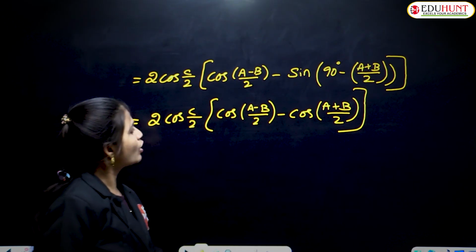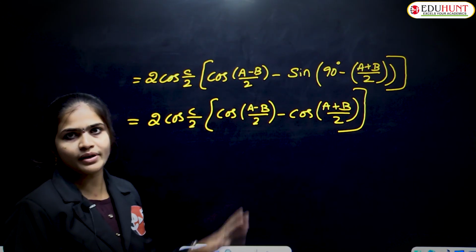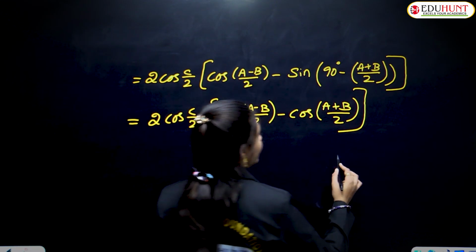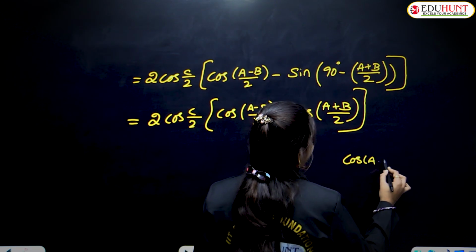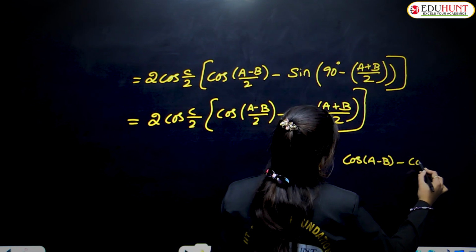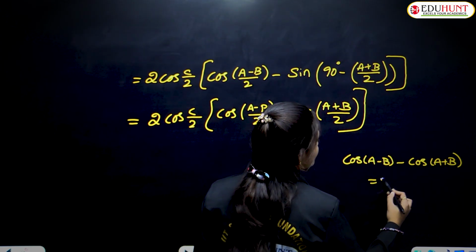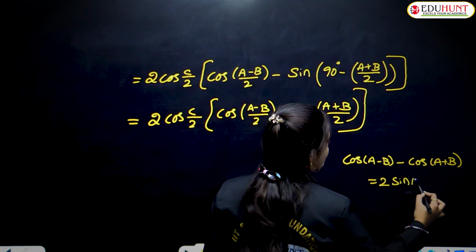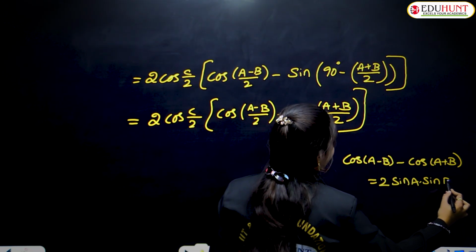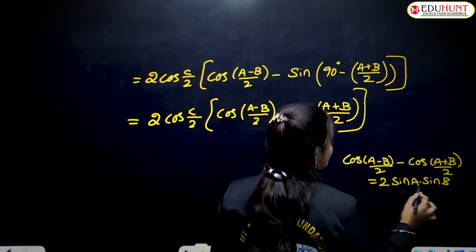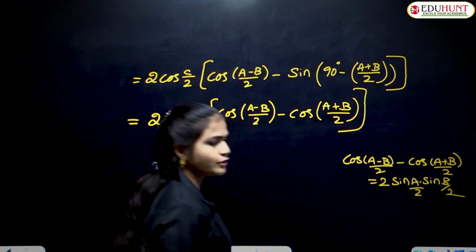Understand? So here cos of a minus b minus cos of a plus b. What is that formula here? First a minus b is there, no? So that's why positive. So 2 sin a sin b. So here by 2 is there, no? So that's why a by 2, b by 2.